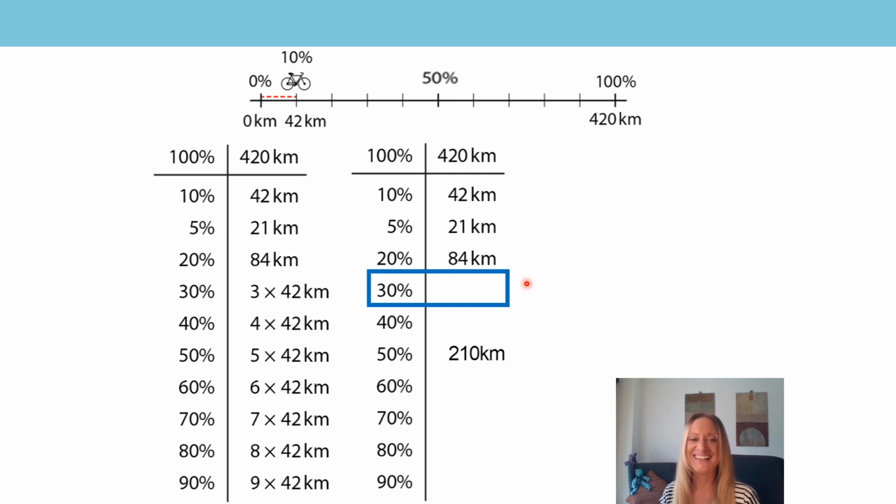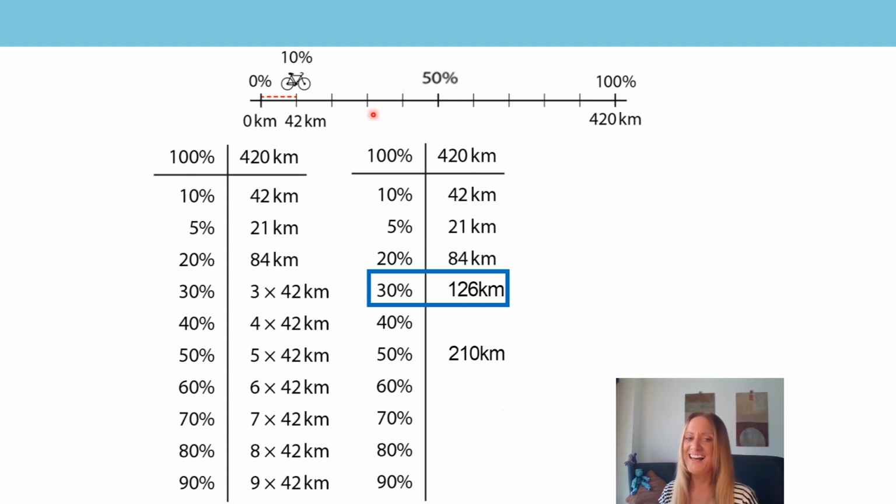What did you think? That's a good idea. So did some of you add 20% and 10%? What a good idea. Because if I've got 20% and I add another 10%, then I've got 30%, haven't I? So 84 plus 42, that's quite an easy calculation, isn't it? So I get 126. Really well done.